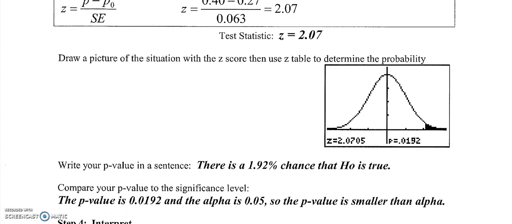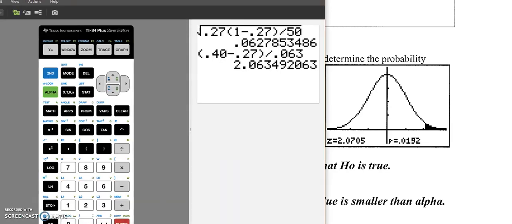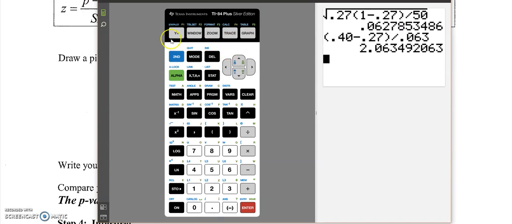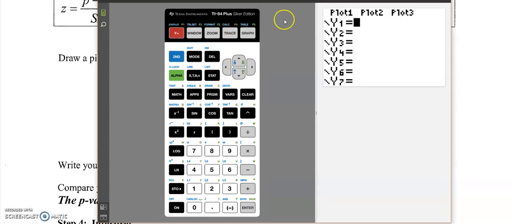And if we drew a picture of this, the 2.07 would be on the right side, and we're looking for greater than. Now, you can go to the table and look up 2.07 to find the p-value of 0.0192, or we can check this in the calculator. So to check it in the calculator, this entire problem, first of all, make sure when you go to y equals that your plot is off. There's nothing in y1 in case we want to use the draw feature.